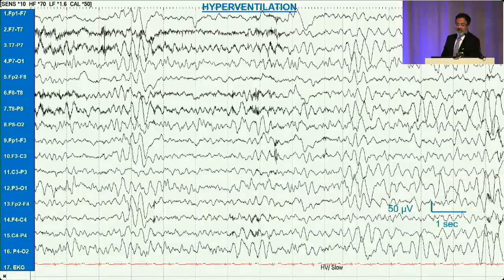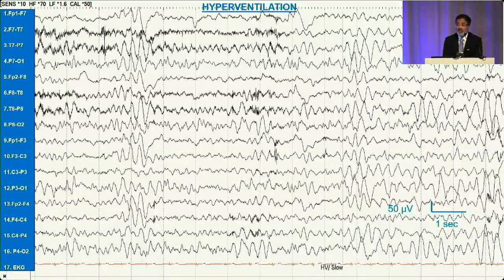So here are some provocation methods by which epileptiform activity can be provoked. Hyperventilation is a way to provoke epileptic activity, particularly 3 Hz spike and wave in patients with absence epilepsy. What happens with hyperventilation is you're blowing off CO2. It causes a relative vasoconstriction of the brain.